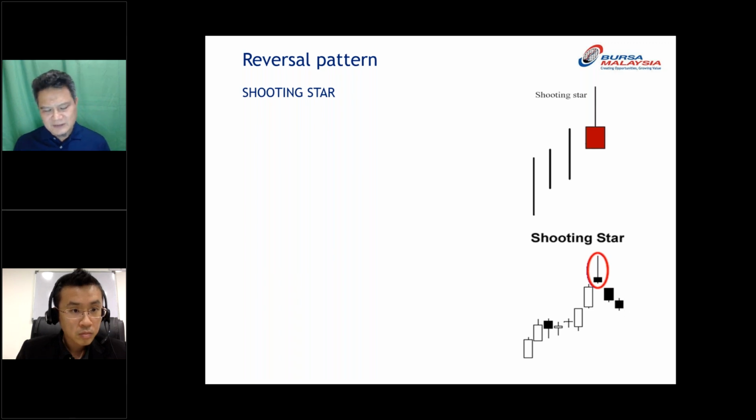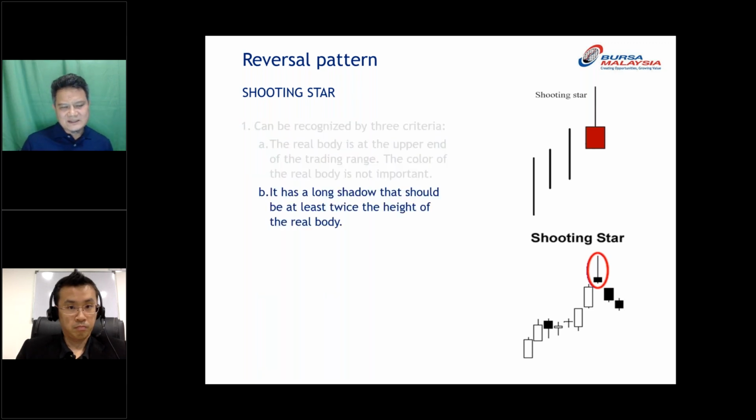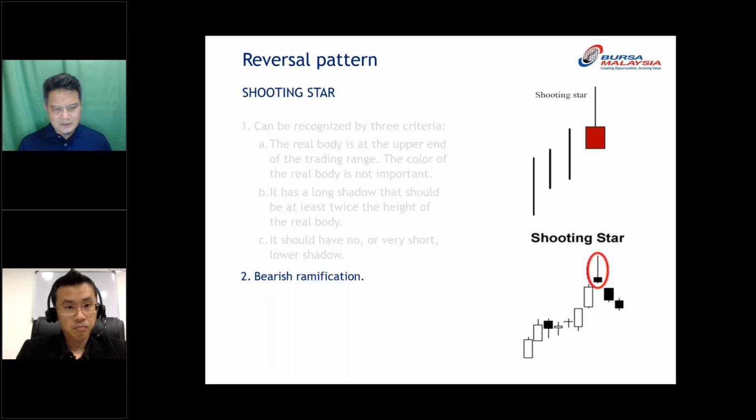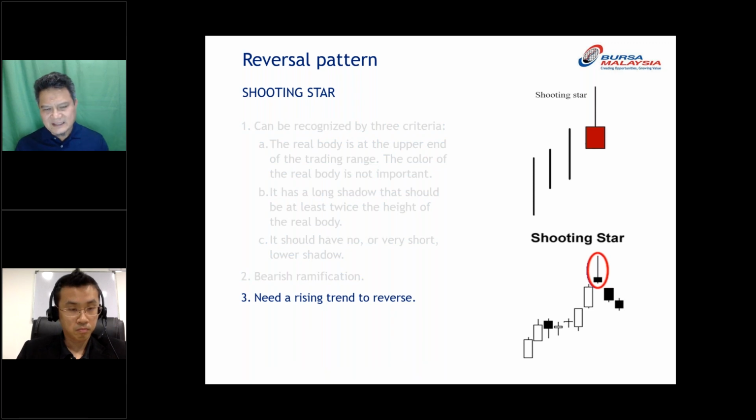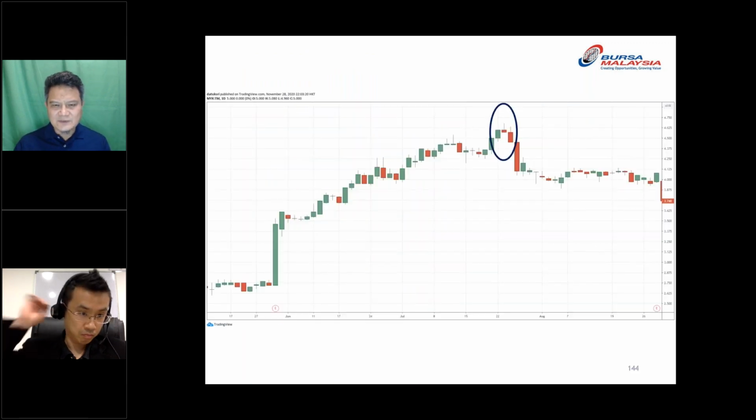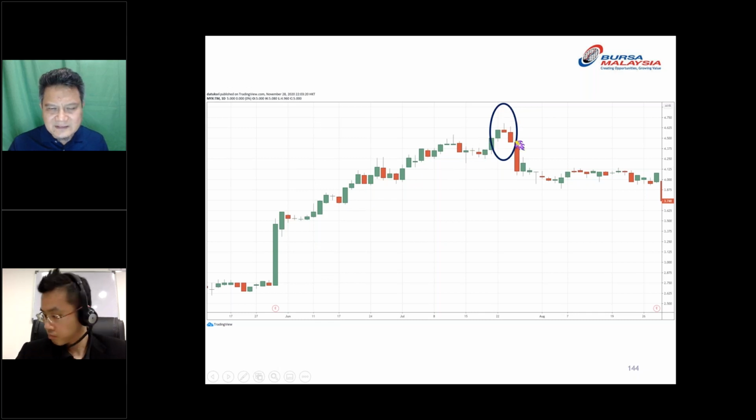At the bottom, they call it the inverted hammer. At the top, they call it a shooting star. So it needs a trend before it reverses. This is bearish and needs a rising trend before it reverses. In this example, the market is rising, and there is a shooting star here, and after that you see the price start to drop.